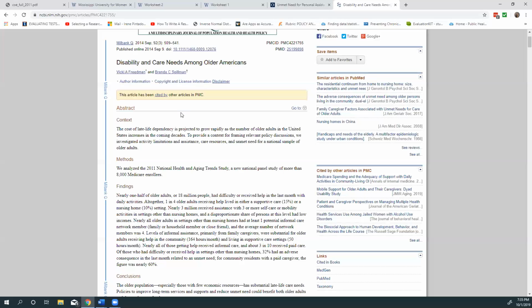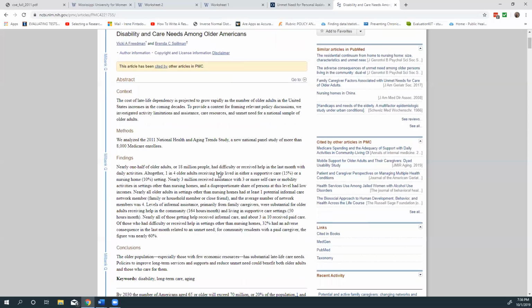So they look at something called the National Health and Aging Trends Study, which is done by CMS, and it looks at Medicare enrollees. So what they do is they do trends and publish on those enrollees.